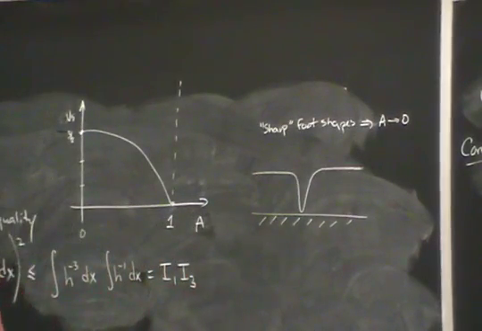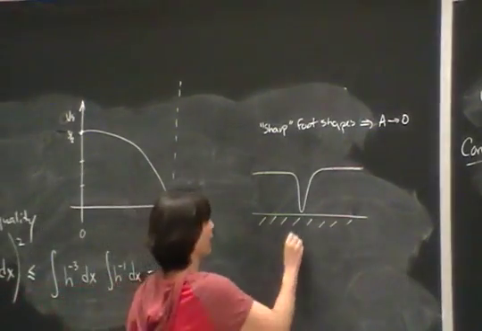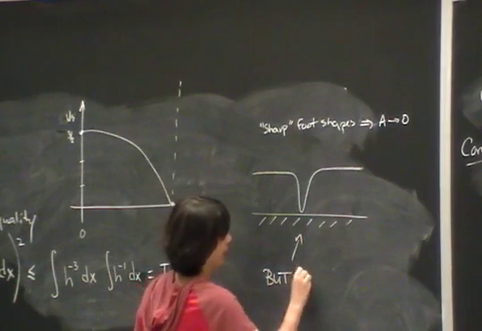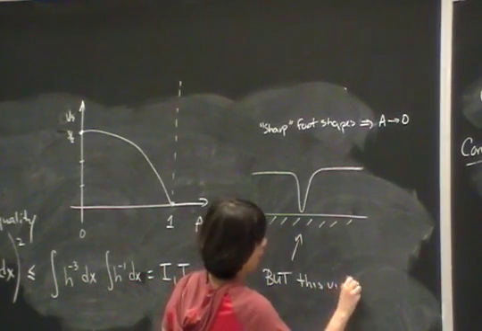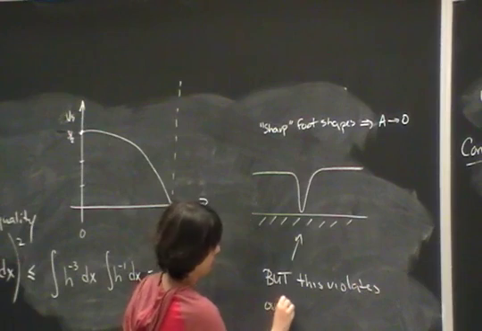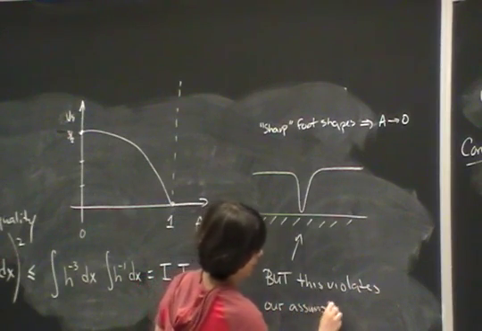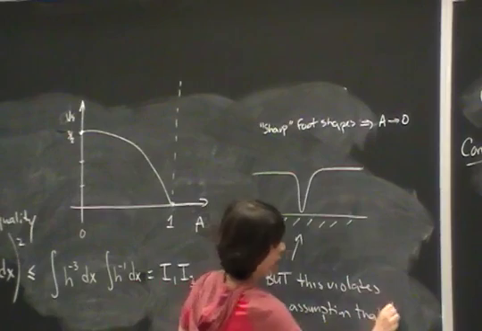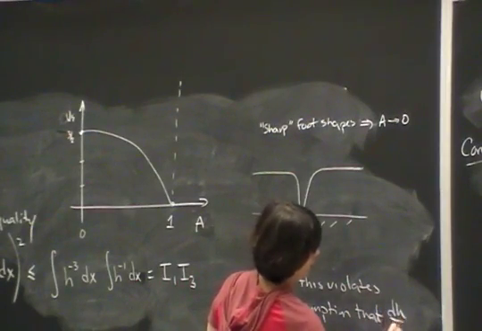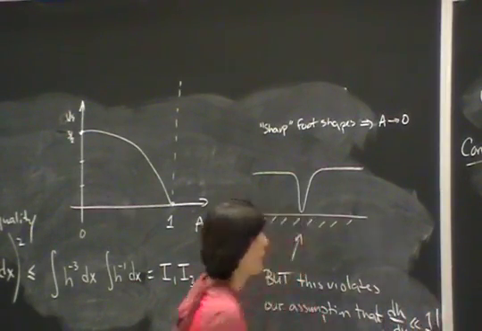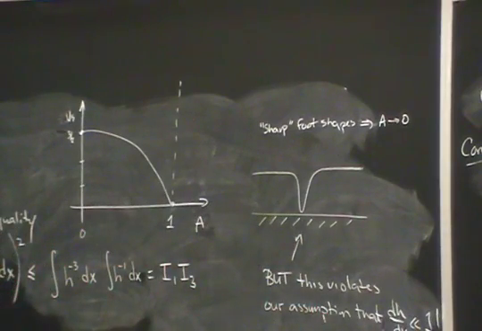Yeah? Just real quickly, you did make the assumption that h varies slightly with x, but a sharp shape like this violates this assumption. That's exactly right. I'm going to write that down. That's so important. This violates our assumption that dh/dx is small. Okay, keep that in mind. We're going to come back to that in a minute.